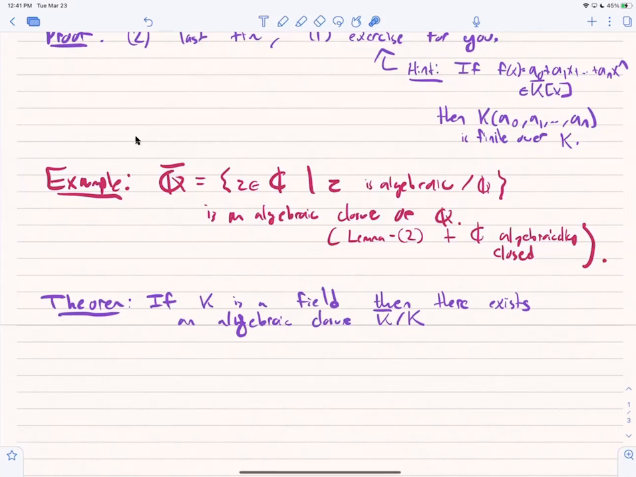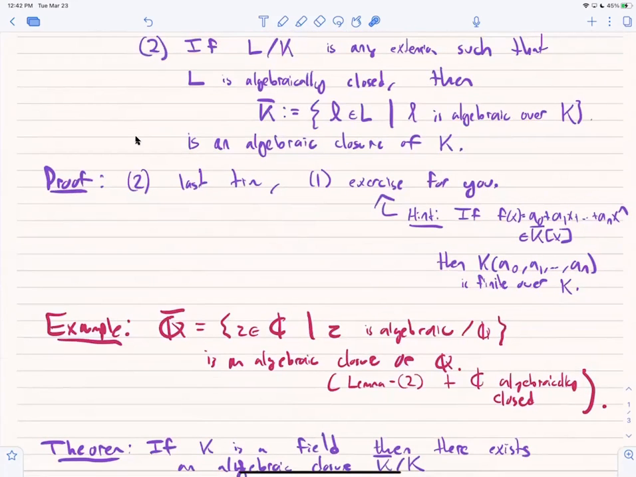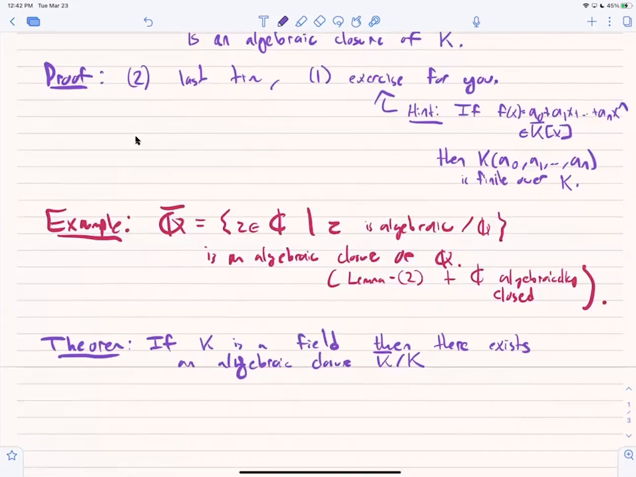So here, when I say there's an algebraic closure, I don't mean that there exists something like C that's algebraically closed but possibly transcendental. I really mean there's something like this Q bar. So it's algebraically closed and algebraic over K. And what this lemma told us is that to produce such a thing, it suffices to find any algebraically closed field containing K.